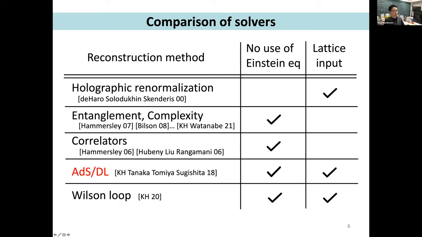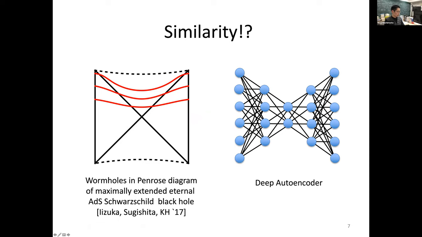And in this talk, I'd like to use this AdS/deep learning correspondence, which I proposed 5 years ago with these people. This AdS/deep learning correspondence started with this kind of similarity. On the left-hand side, you have a wormhole in a Penrose diagram. And on your right-hand side, this is an architecture of the deep autoencoder. So these look quite similar to each other in many aspects. And the AdS/deep learning correspondence actually deepens this kind of similarity to the level of science, I would say. So how can these two pictures look similar to each other?